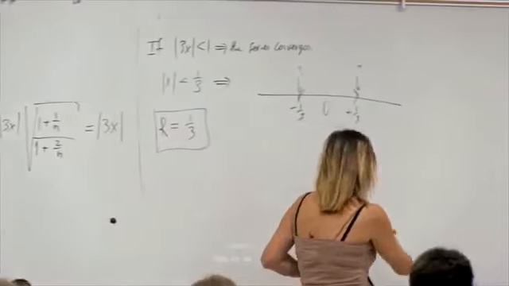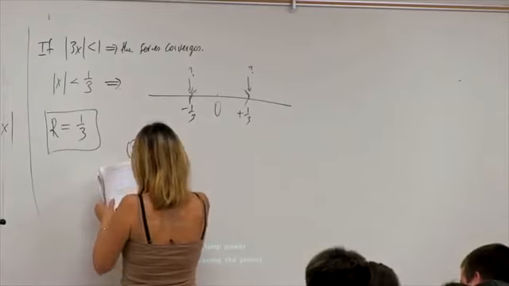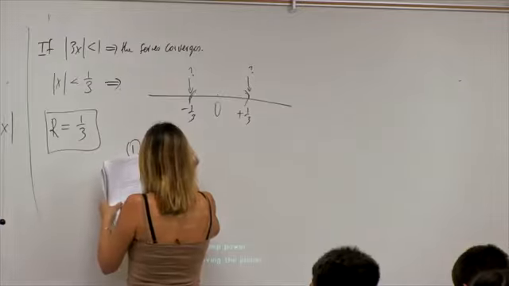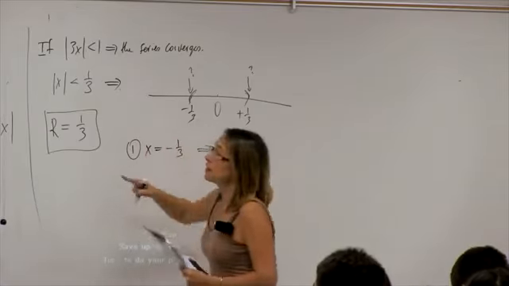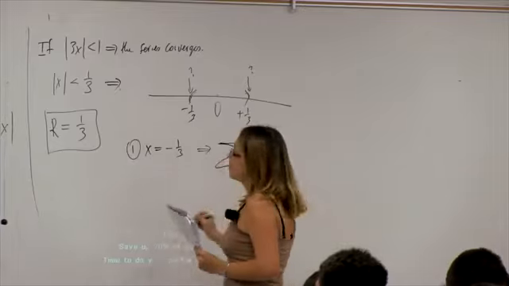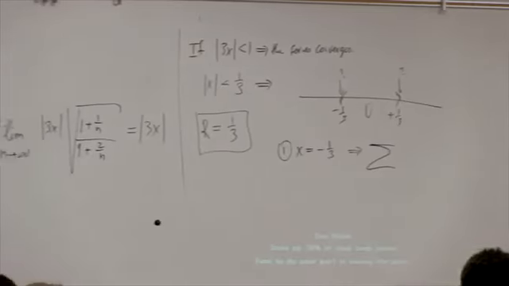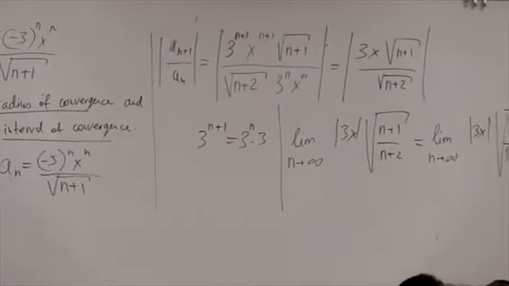So to check the ends, I need to check them by hand. Let's take x equals minus 1/3. After this, I have to rewrite my series. Once I fix x to be a number, this stops being a power series and it just becomes a series. It doesn't depend on x anymore.